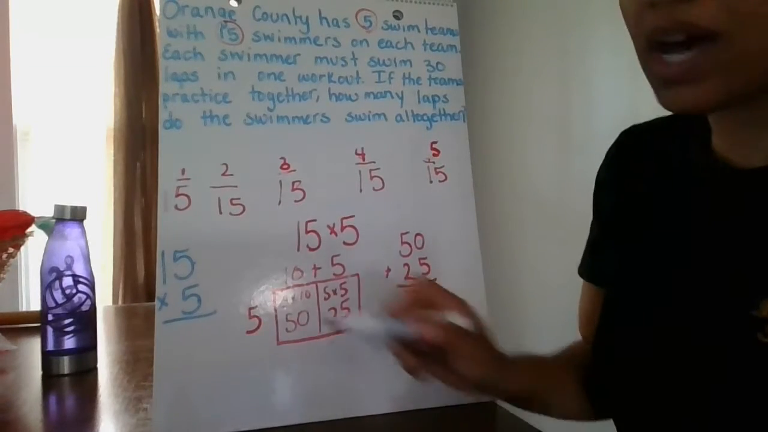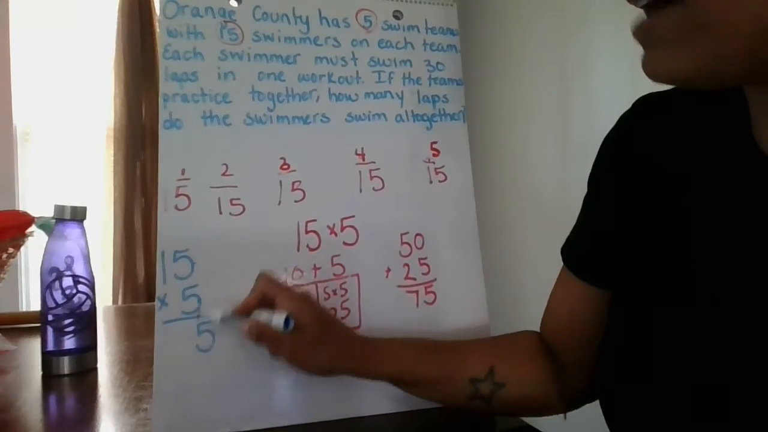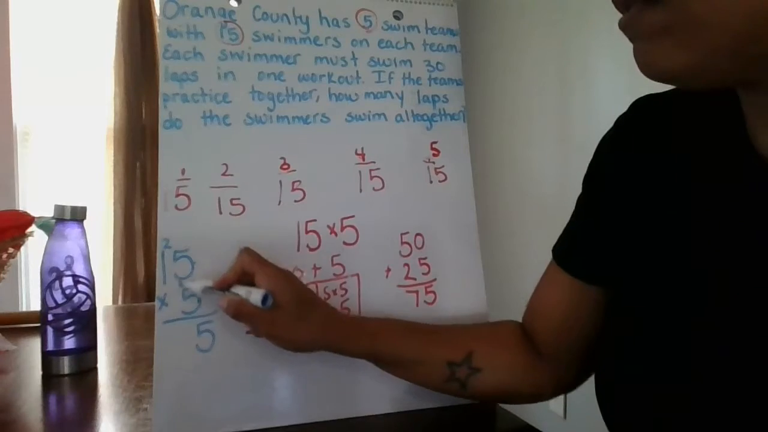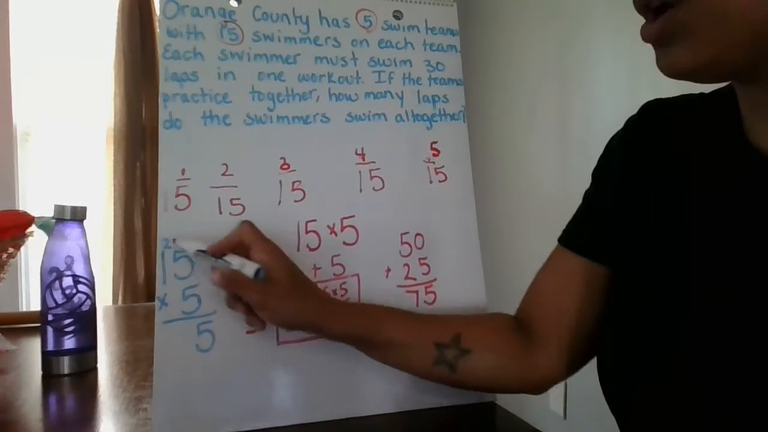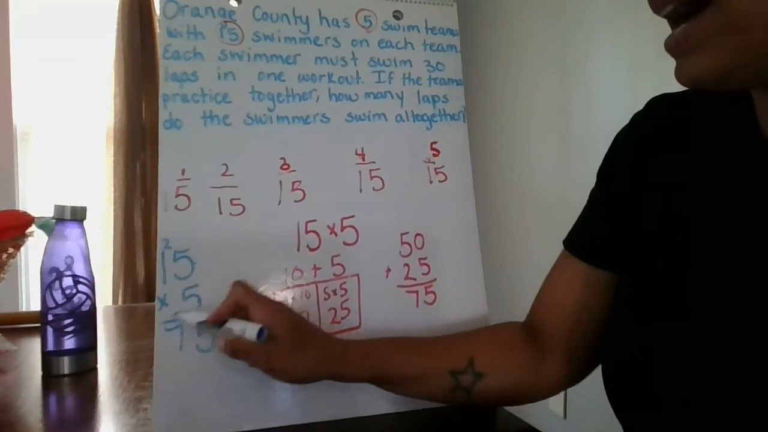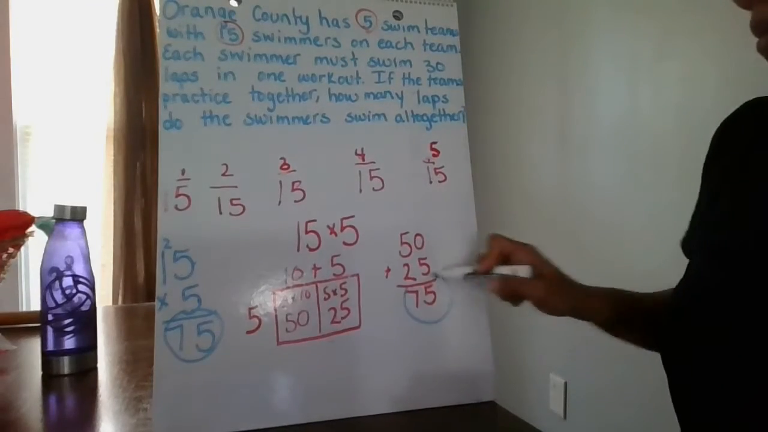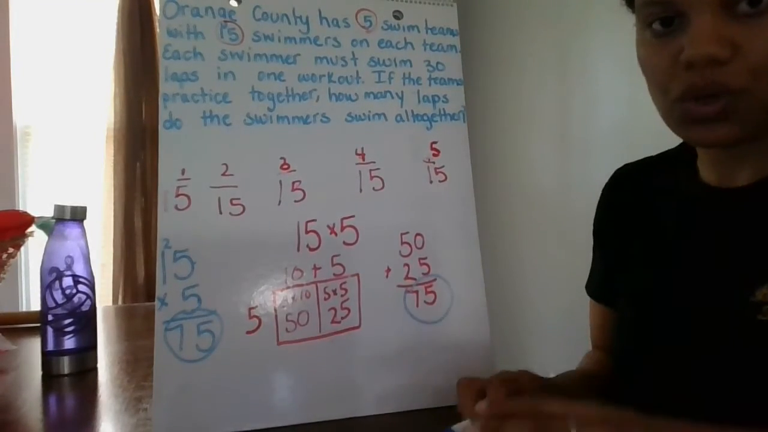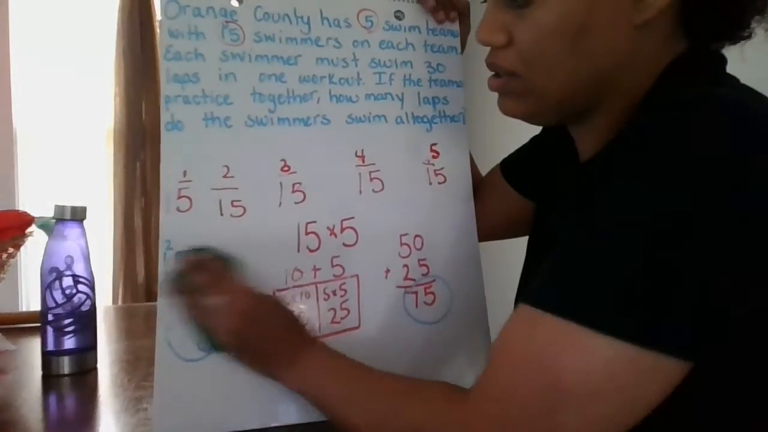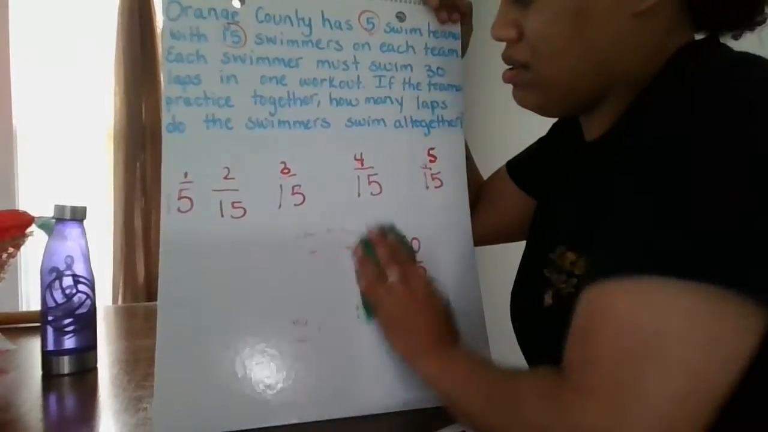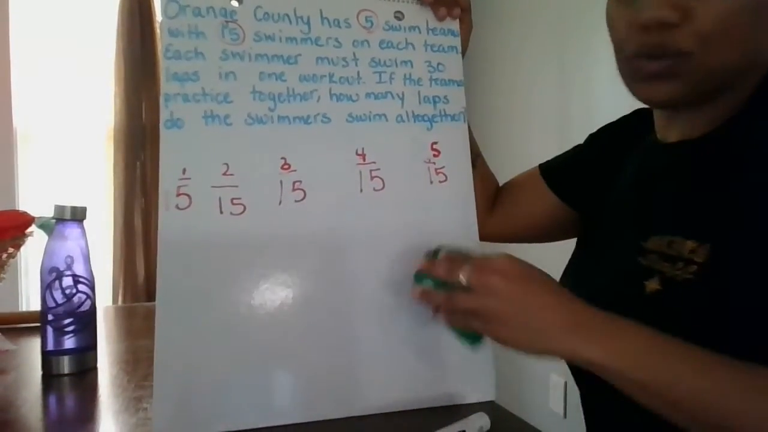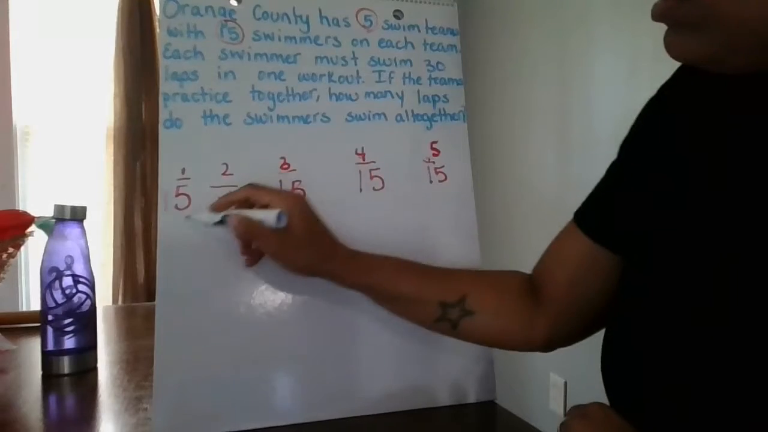5 times 5 is 25, and I carry my 2. 5 times 1 is 5, plus 2 more is 7. I get the same answer. So there's 75 swimmers total. So, first part of this visual here, I figured out now.